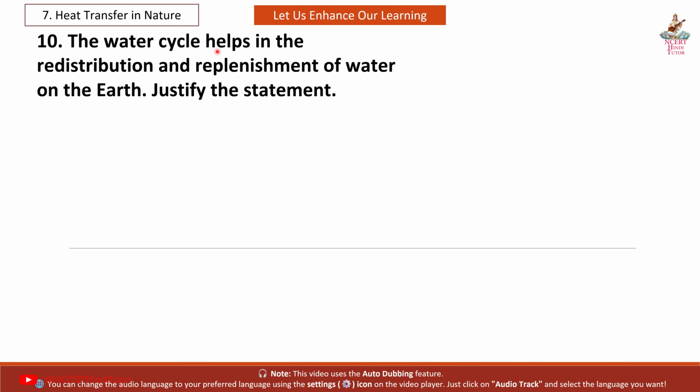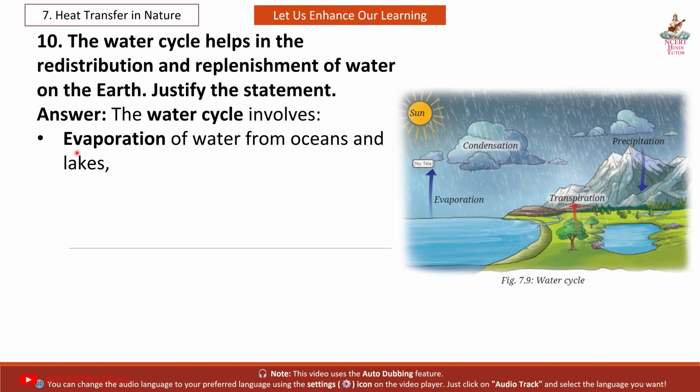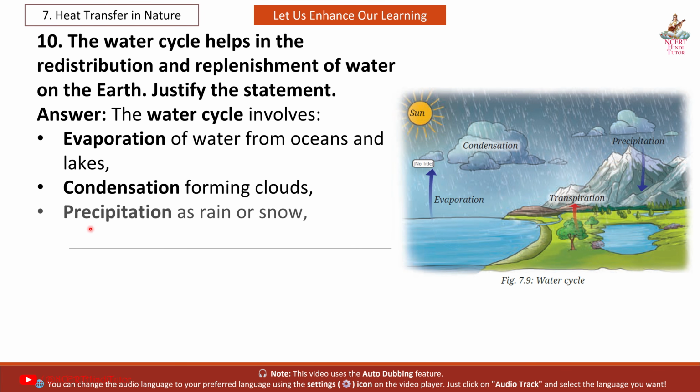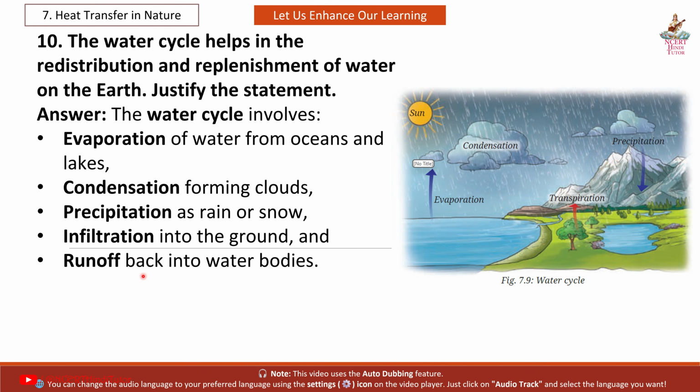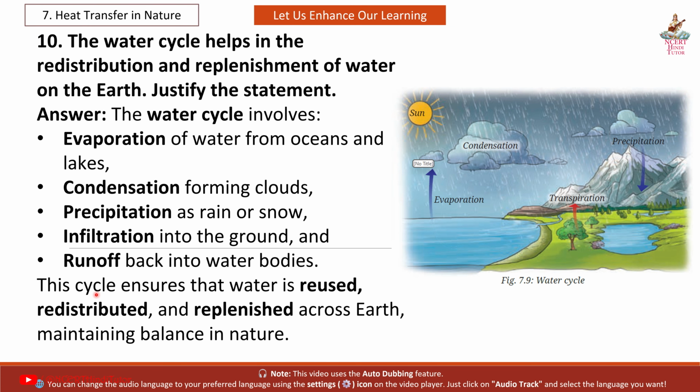Question 10. The water cycle helps in the redistribution and replenishment of water on the earth. Justify the statement. Answer. The water cycle involves evaporation of water from oceans and lakes. This one. Condensation forming clouds. This one. Precipitation as rain or snow. This one. Infiltration into the ground and runoff back into water bodies. This cycle ensures that water is reused, redistributed, and replenished across Earth, maintaining balance in nature.